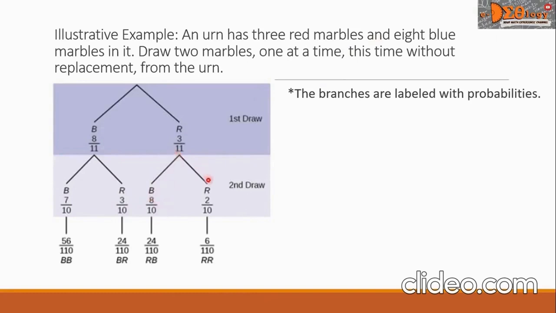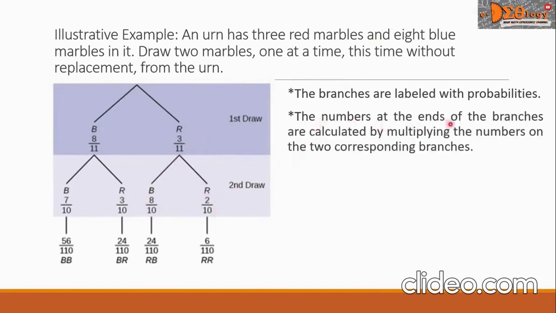The second branch represents the probability of taking another red marble. So from 3 marbles total, we assume that the red marble is already taken. So that is 3 minus 1 is 2 over 10. The numbers at the ends of the branches are calculated by multiplying the numbers on the two corresponding branches.